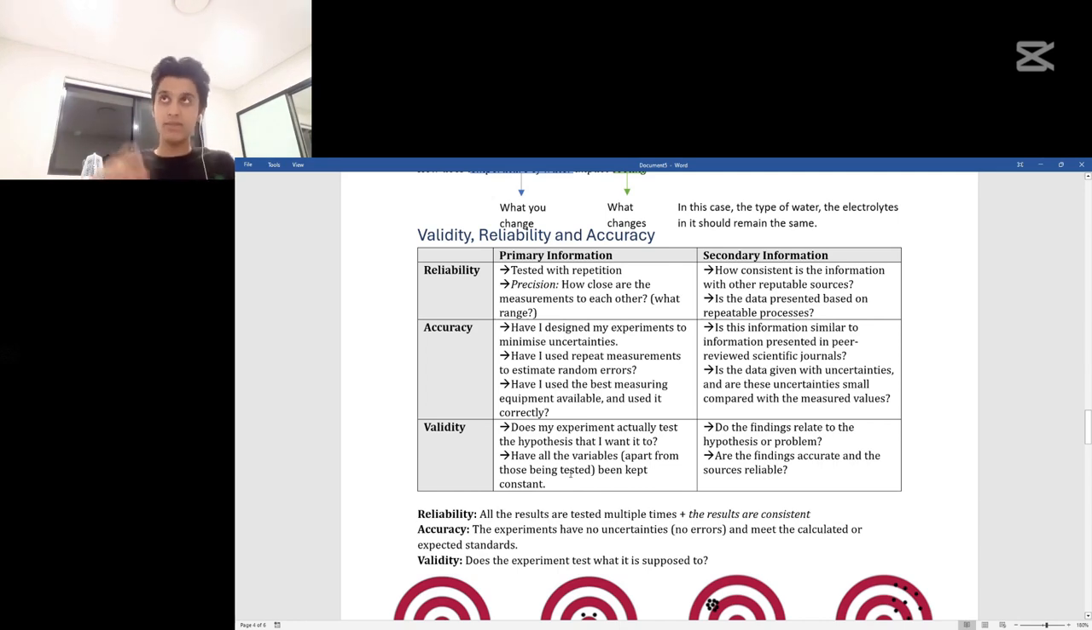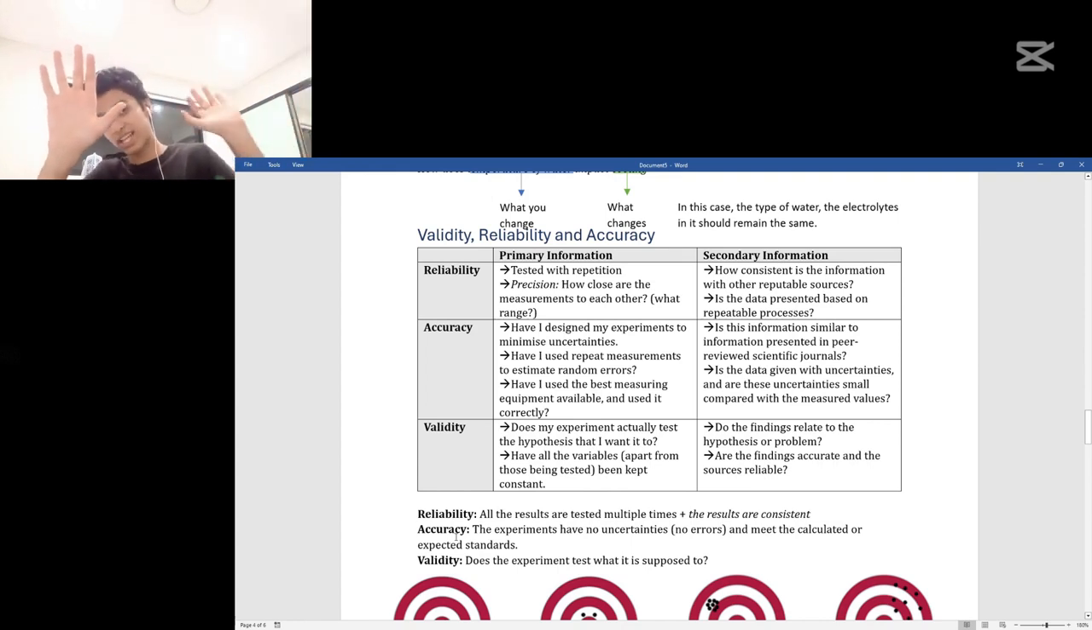Now, in secondary information, is this information similar to information presented in peer-reviewed scientific journals? And is the data given with uncertainties, and are those uncertainties small compared with the measured results? So pretty much when it comes to secondary information, are my results consistent with the calculated values? If I use a measuring scale and measure this to be 100 grams, and then I count the atoms and do all the theory behind calculating this mouse's mass, do I still get 100 grams? If my results are consistent with the calculated results, my data is accurate.